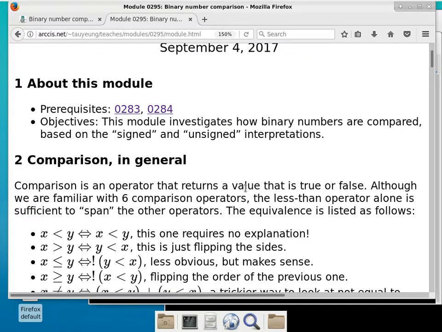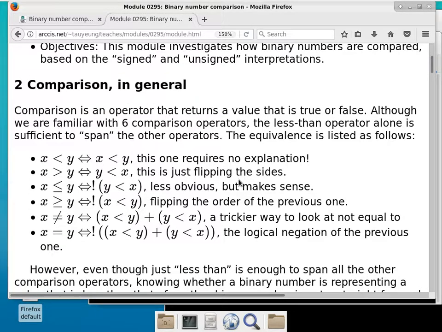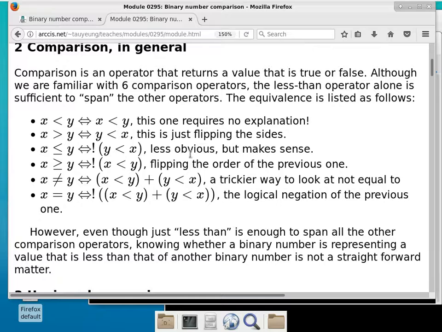Used to be. So getting back to our boring stuff, we're now talking about comparisons. We talked about this stuff already, and that's what led us into the RISC discussion: you don't need all six, you just need one, okay? The one that I personally would prefer is just less than. Because from less than, you can have greater than, you can have less than or equal to, you can have greater than or equal to, you can have not equal to, and you can also have equal to.